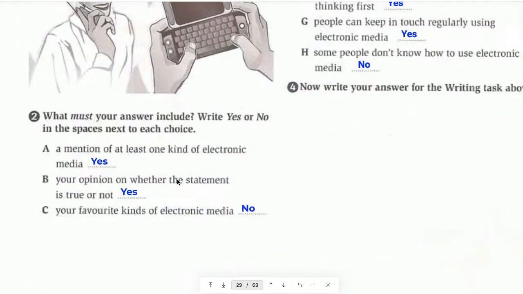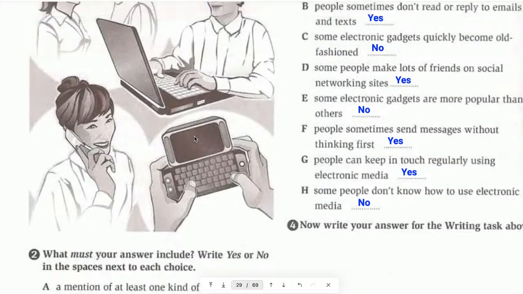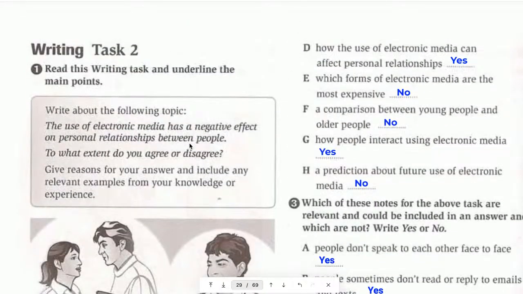Now C. Your favorite kinds of electronic media. Yes or no? No, it's not necessary. They don't ask whether you like it or not, or what kind of electronic media you like. They don't care, so you don't need to mention that. Okay. Now D. Thùy.